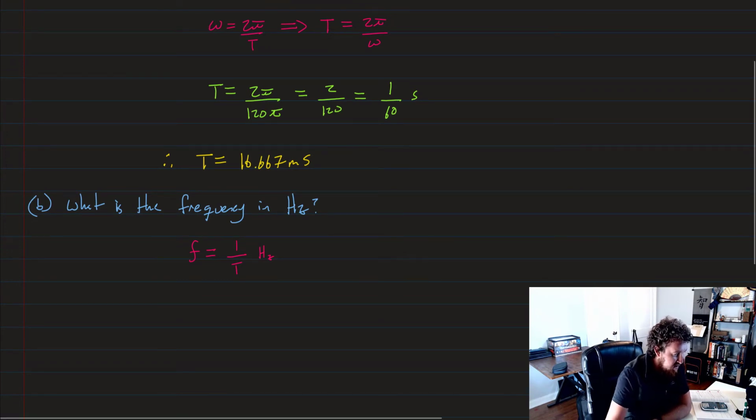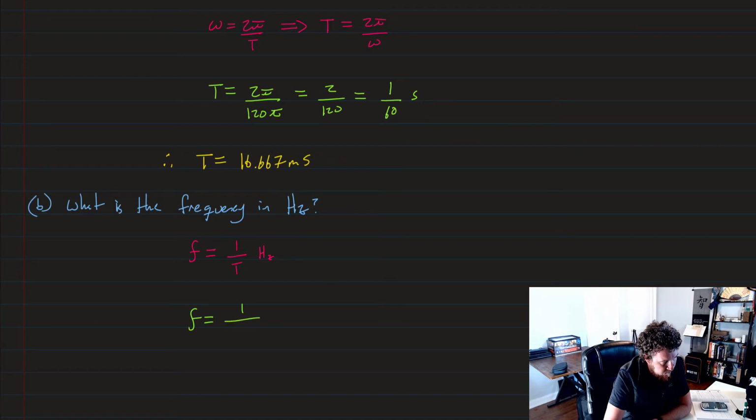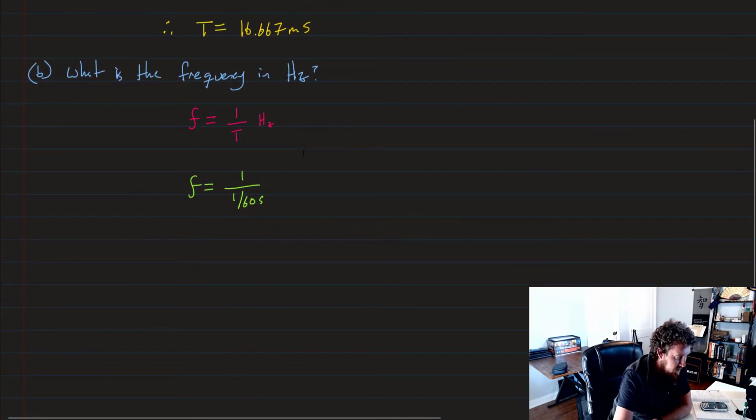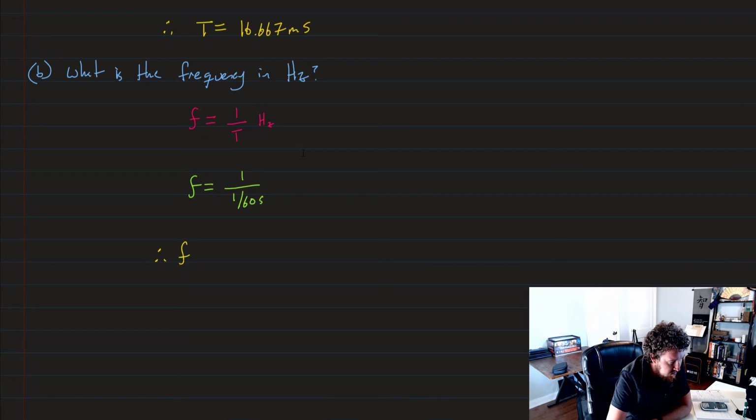We could also just say that since T is equal to 1 over 60 seconds, frequency is equal to 1 over 1 over 60 seconds, and 1 over 1 over 60 is just equal to a frequency of 60 hertz.